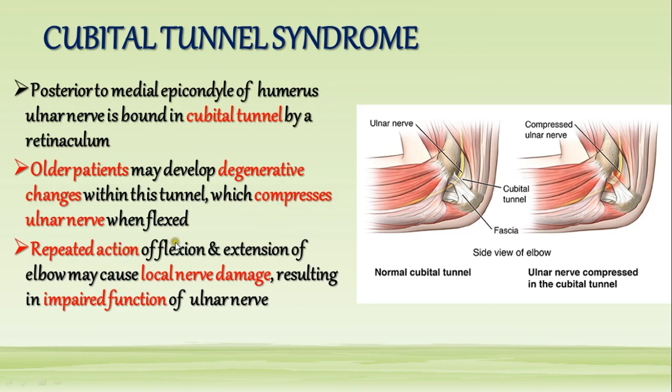The repeated actions of flexion and extension of the elbow may lead to local nerve damage resulting in impaired function of the ulnar nerve, and the condition is called cubital tunnel syndrome. So what is cubital tunnel syndrome? Simply, it is the compression of the ulnar nerve which is passing in the cubital tunnel. How is the tunnel formed? It is formed by the medial epicondyle of the humerus and by the retinaculum, or you can say by the fascia.